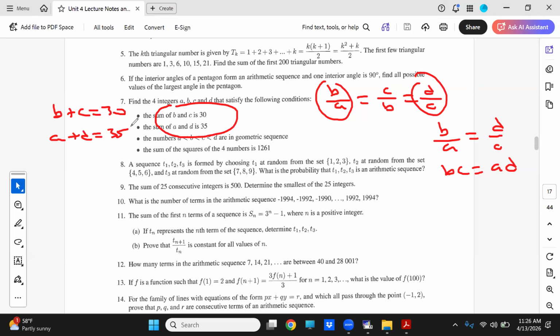Well, they follow a pattern where you multiply, but they didn't say there were successive terms in a geometric sequence. I think that had to have been stated. That's interesting, but let's see what happens. The sum of the squares, so a squared plus b squared plus c squared plus d squared equals 1261. Let's assume it did say successive. I'm going to go with that.